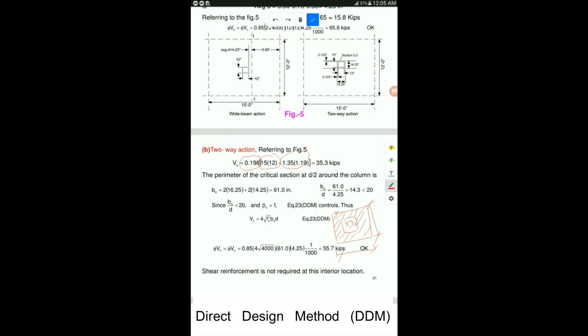So the dotted area is 1.35 into 1.19. It's been shown in the previous slides. All these dimensions are in feet. This 1.35 is basically equal to 16.25 inches, and the dimension 1.19 is 14.25 inches. I just want to explain how this has been calculated. Just look here.